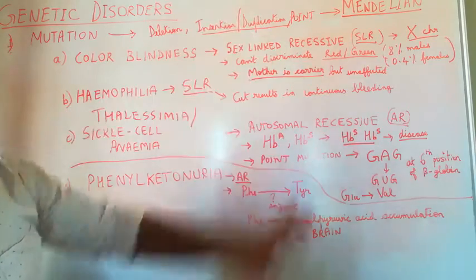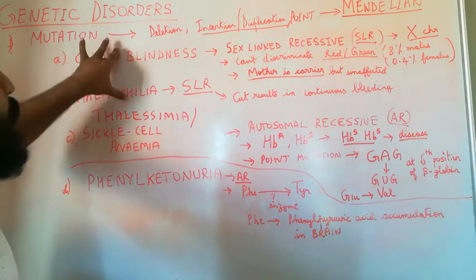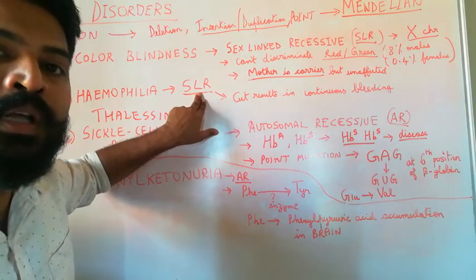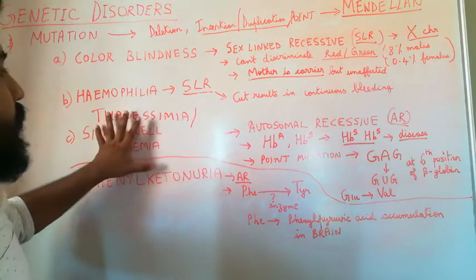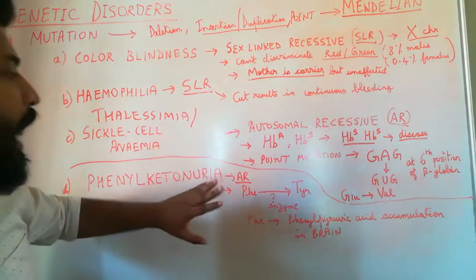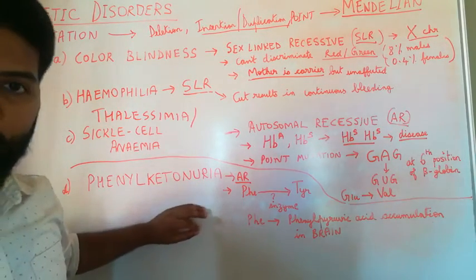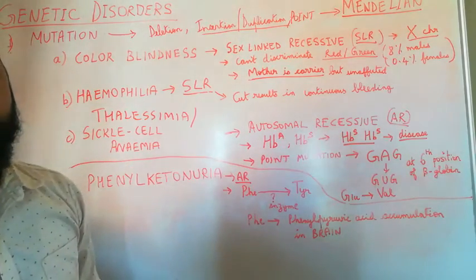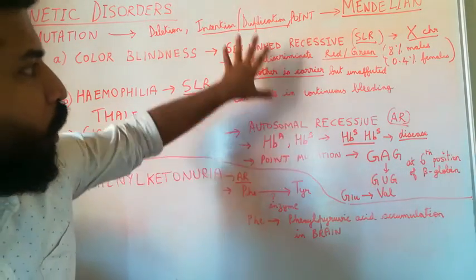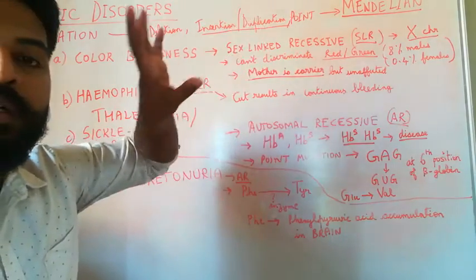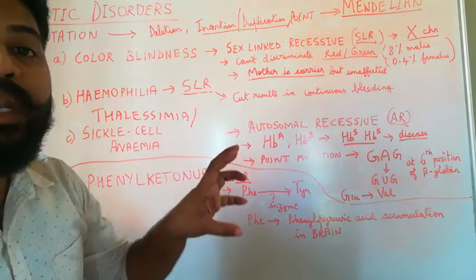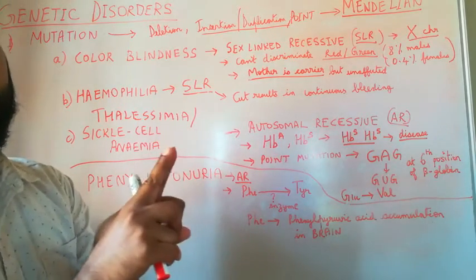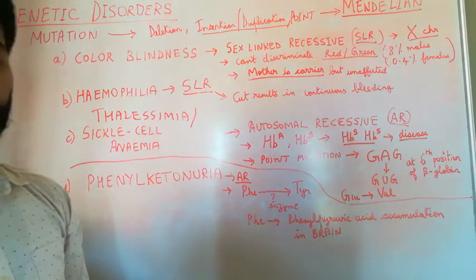Mendelian disorders. Color blindness and hemophilia are sex-linked recessive, present on the X chromosome, whereas thalassemia, sickle cell anemia, and phenylketonuria are autosomal recessive disorders. So, in all these situations, the disease is seen only in the homozygous condition. When both recessive genes are present together, only then the disorder is shown.